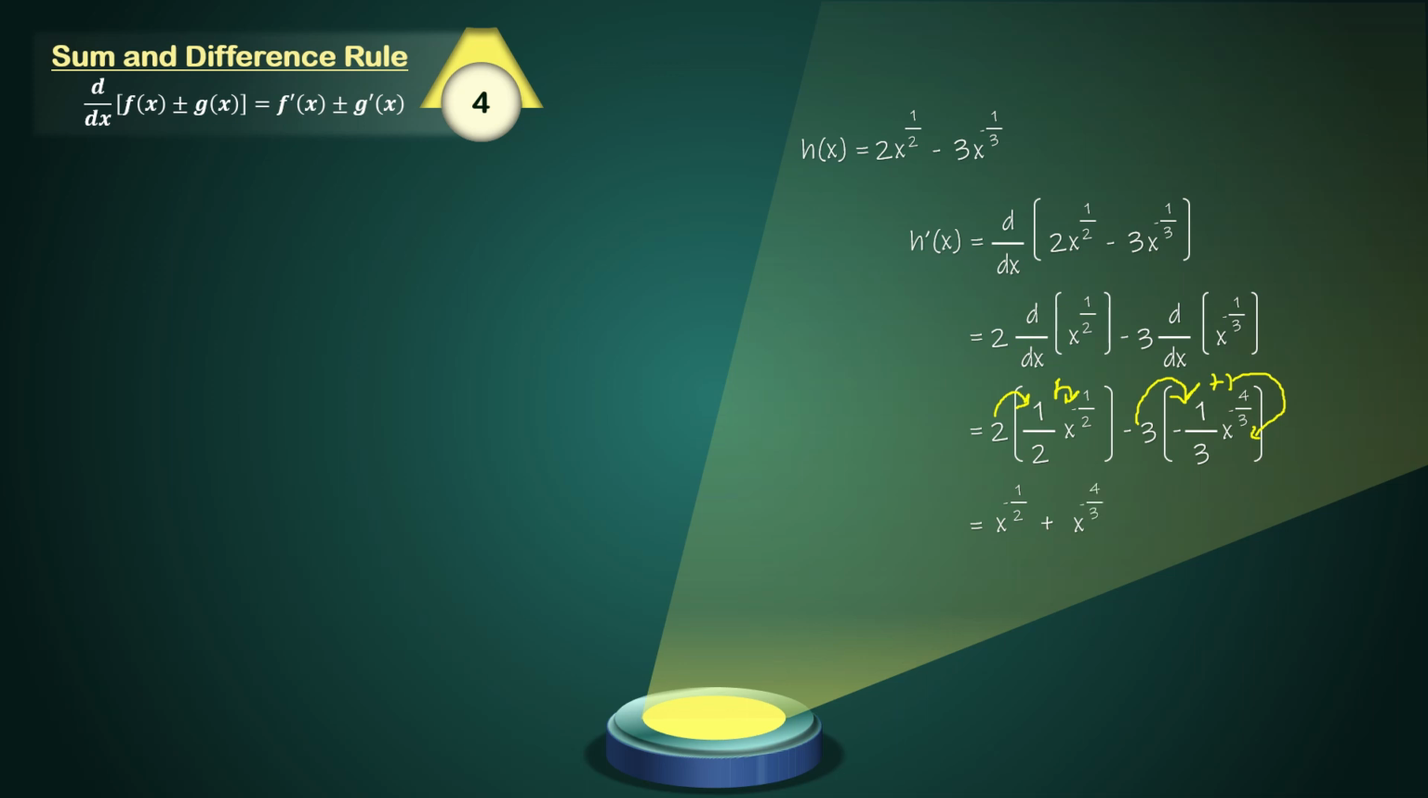Rewrite each term using the exponent rule. x raised to negative 1/2 can be written as 1 over x raised to 1/2, and x raised to negative 4/3 can be written as 1 over x raised to 4/3. Rewrite each denominator as a radical expression. x raised to 1/2 is equal to the square root of x, and x raised to 4/3 is equal to the cube root of x raised to 4. Simplify the cube root of x raised to 4, and it is equal to x times the cube root of x. This is now the derivative of the function.